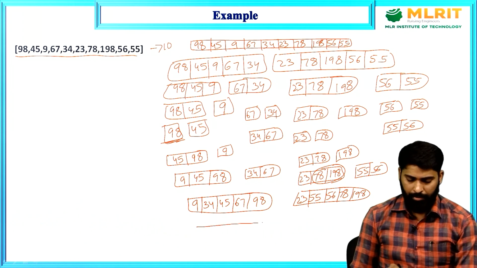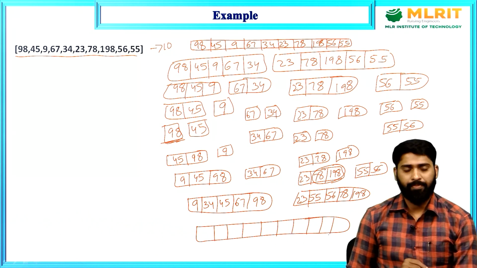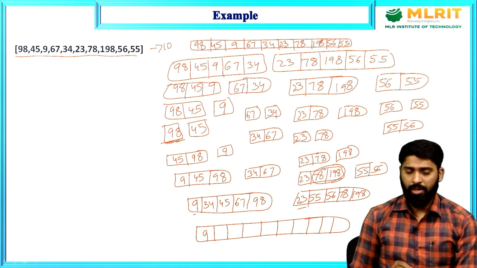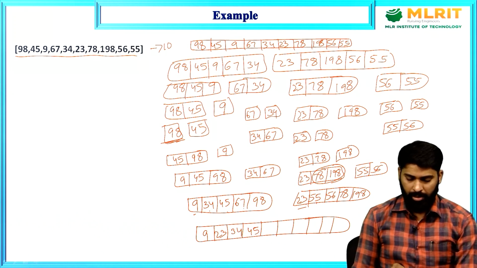Now final merge. 1, 2, 3, 4, 5, 6, 7, 8, 9, 10. Compare 9 with 23. 9 is smaller. 9. 34, 23. 23 is smaller. So 23. 34, 55. 34 is smaller. 45, 55. 45 is smaller. 67, 55. 55 is smaller. 67, 56. 56 is smaller.